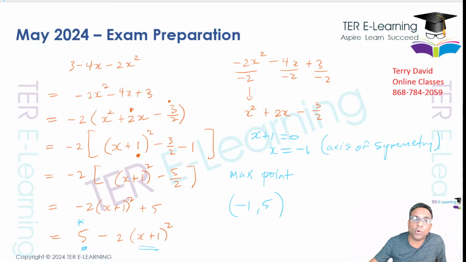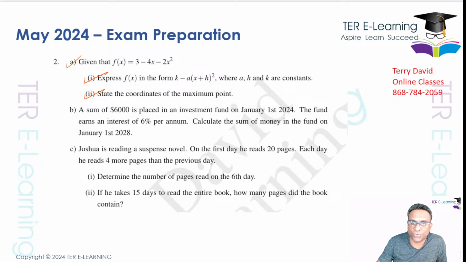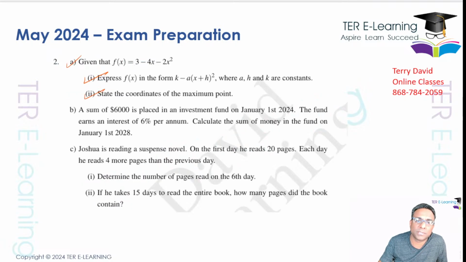Now you already know the coordinates of the maximum point. It is -1, 5. So here's what you know. You know the max point is -1, 5. The actual equation is 3 minus 4x minus 2x squared.